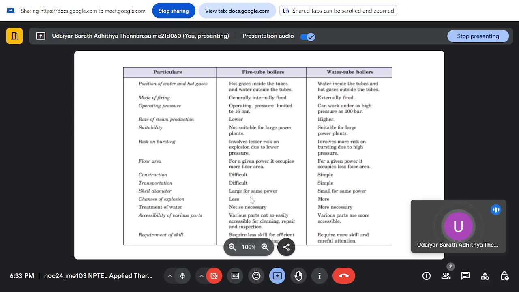And shell diameter is large for the same power, as the flow area is larger, so eventually your heat exchanger size will also be larger, and smaller in terms of water tube boiler. The treatment of water is not so necessary in fire tube, and this is necessary in water tube because in tubes you can have fouling and that will reduce your heat transfer capacity. And then accessibility of various parts: in fire tube, various parts are not so easily accessible for cleaning, repair and inspection. These are easily accessible in water tube boilers.